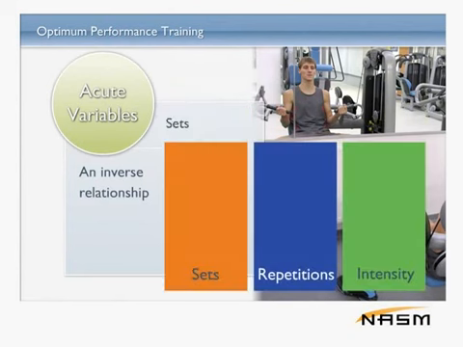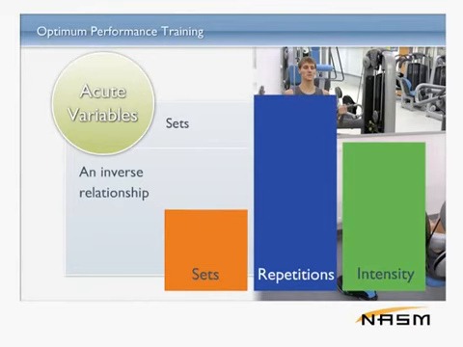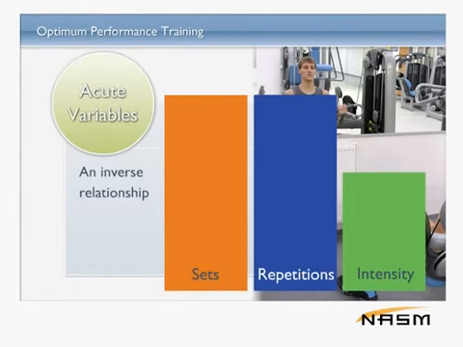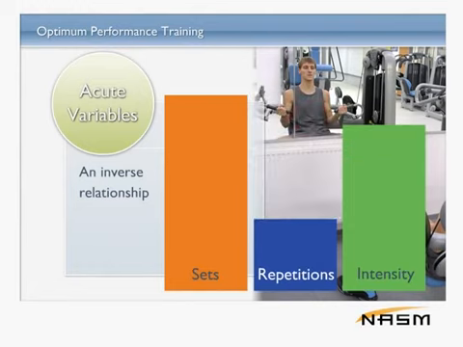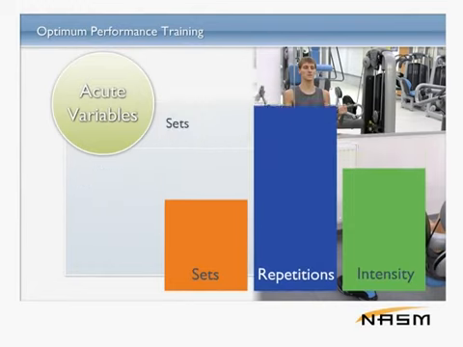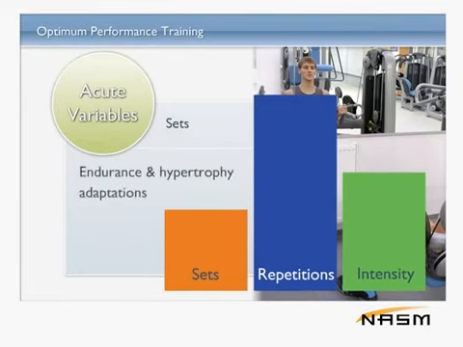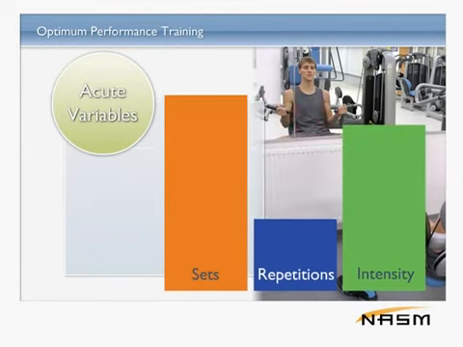The individual usually performs fewer sets when performing higher repetitions at a lower intensity, and more sets when performing lower repetitions at a higher intensity. Fewer sets, higher repetitions, and lower intensities generally lead to endurance and hypertrophy adaptations. A high number of sets, lower repetitions, and higher intensities lead to strength and power adaptations.